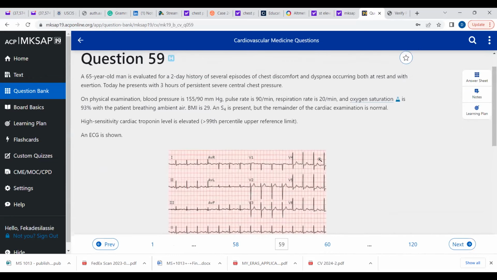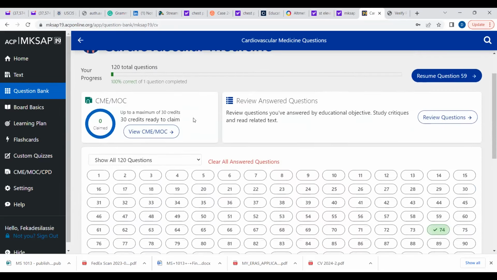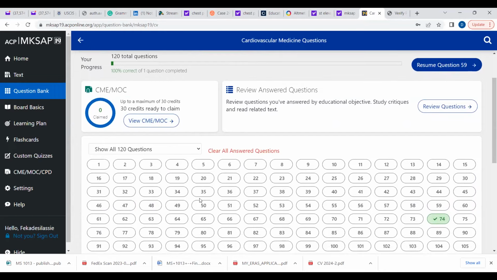Okay, so a 65-year-old man is evaluated for a 2-day history of several episodes of chest discomfort and dizziness occurring both at rest and with exertion. Today, he presented with 3 hours of persistent severe central chest pain. On physical exam, blood pressure is 155. No, this is not what I was looking for. I think it was 29.